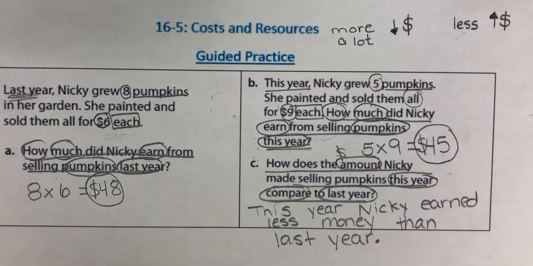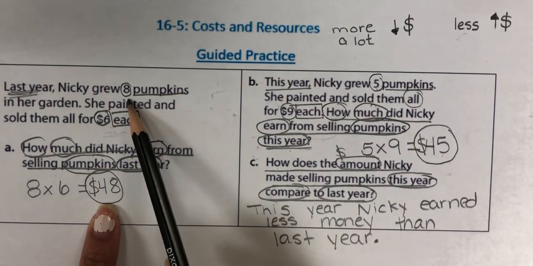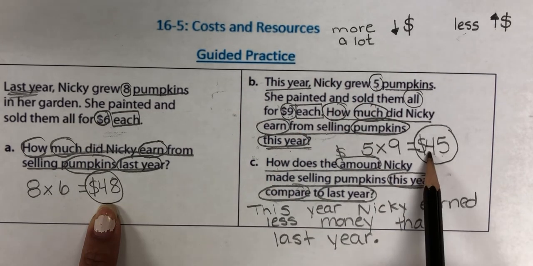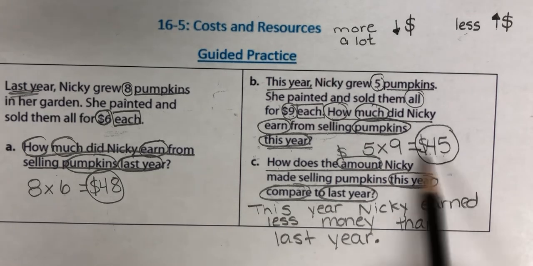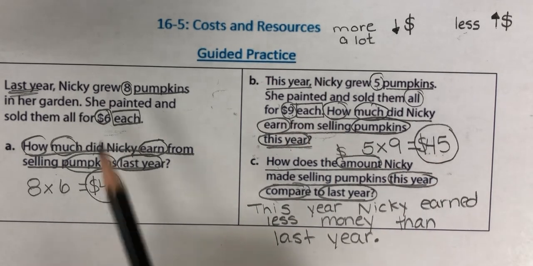So she tried to close the gap, even though she didn't have as much pumpkin as last year. She tried to increase that price to close the gap because she knew she wasn't going to earn as much. But it's pretty close. So she had to up that price from $9 as opposed to $6.